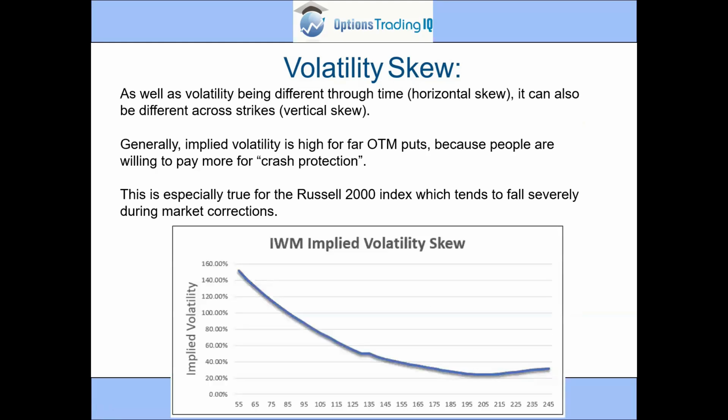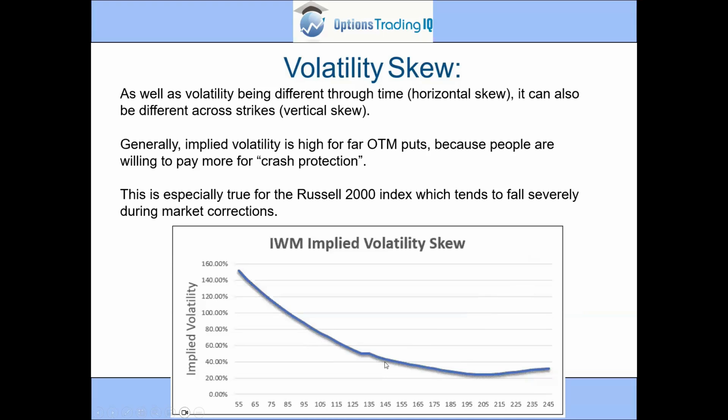So here what we're looking at is the implied volatility skew for IWM, the ETF on the Russell 2000 index. I think at the time IWM was trading around here, 185. You can see as we go further out down in price, the higher the implied volatility goes. So we can take advantage of this as option sellers by selling these out of the money puts, which are relatively more expensive than the closer to the money puts.